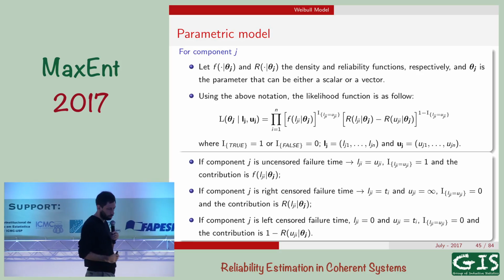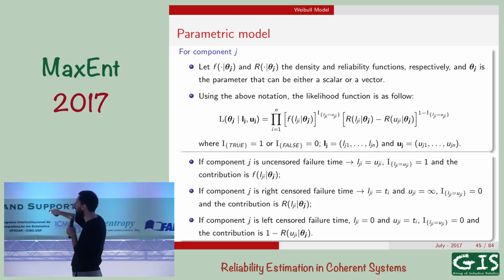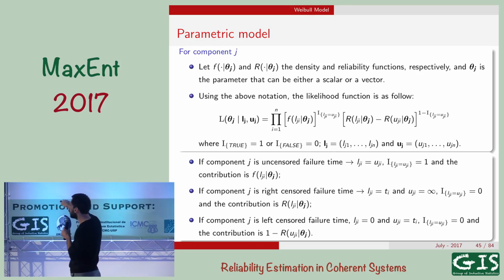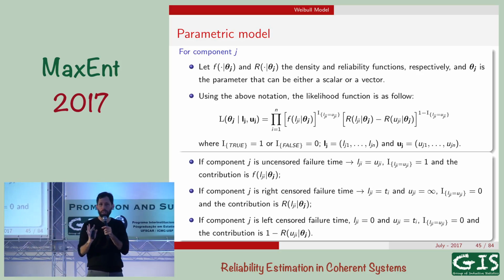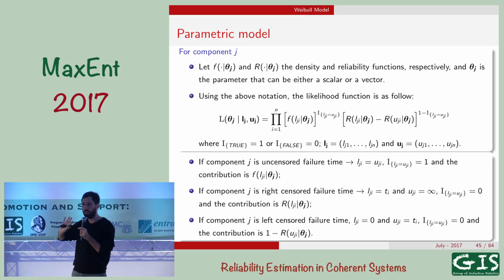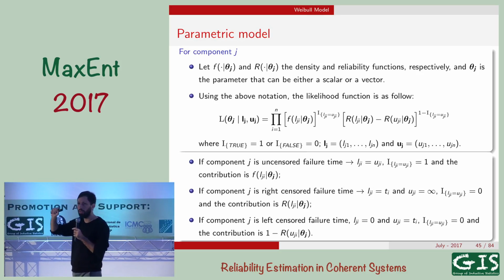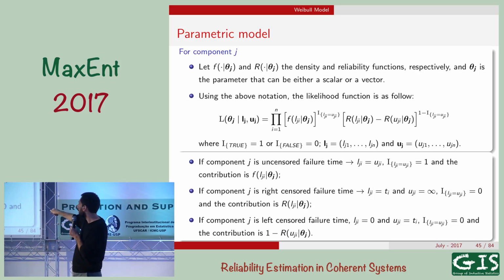Okay, so what is our model here? We have a likelihood function for each component. So now we are only looking at the component. We are not looking at the whole system anymore. I only need information for this component, and I don't need the restrictions of independence between components now.